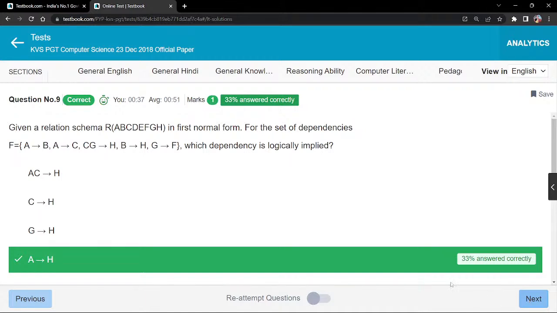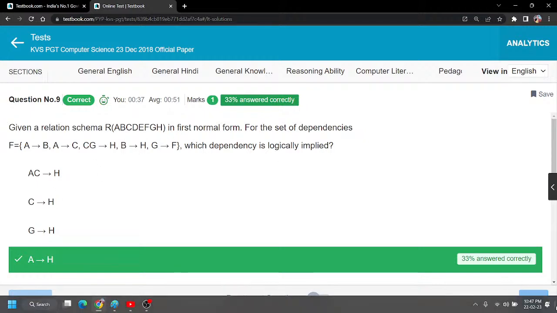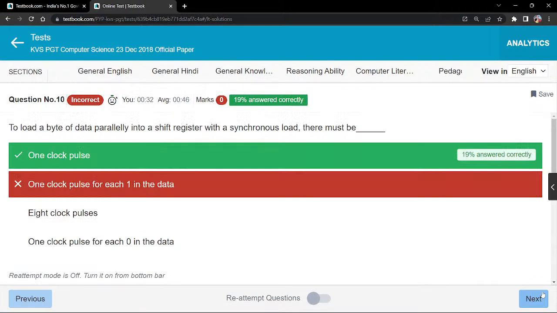A B depends on H, so there is a dependency from A to H. Next, to load a byte of data in parallel into a shift register with a synchronous load, there must be one clock pulse. So to load a byte, we need one clock pulse.